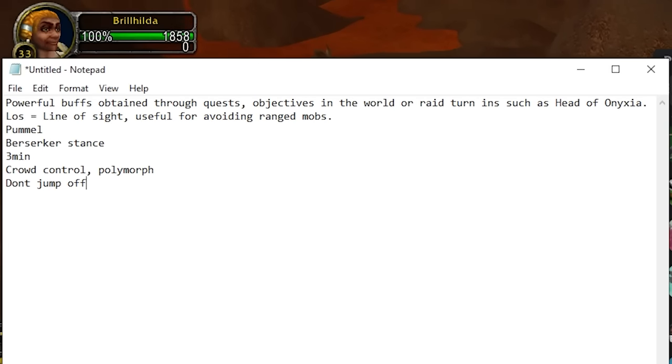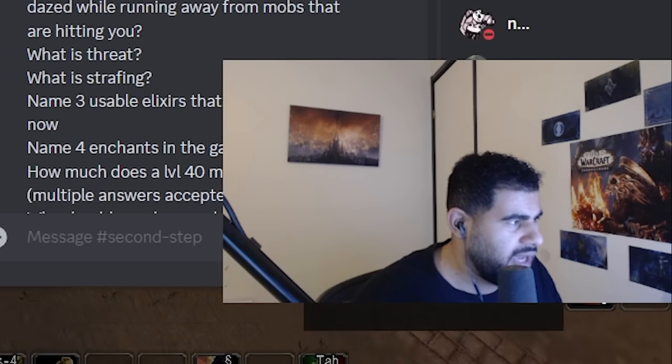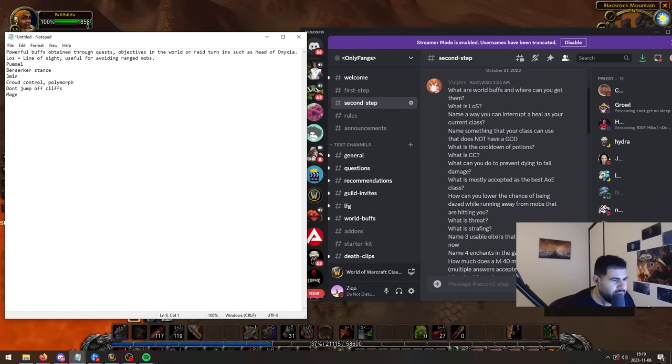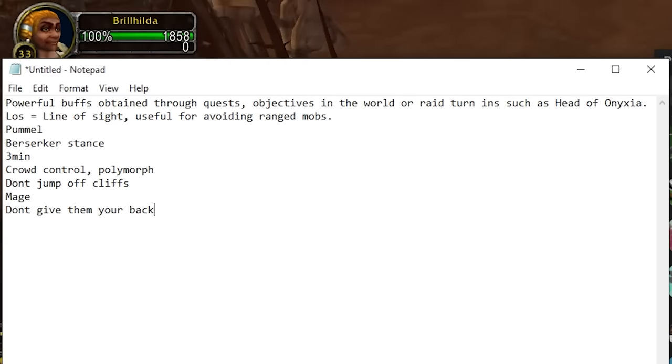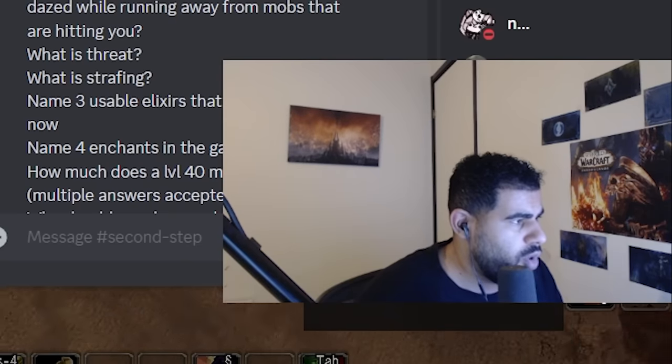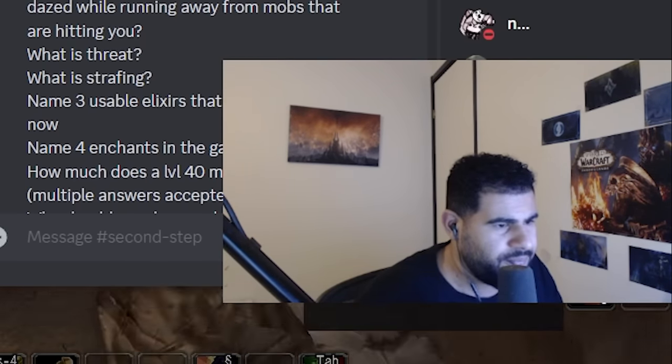Don't jump off cliffs. What is mostly accepted as the best AoE class? Mage. How can you lower the chance of being dazed while running away from mobs that are hitting you? Don't give them your back. What is threat? Threat equals aggro. More threat means the mob will target me.